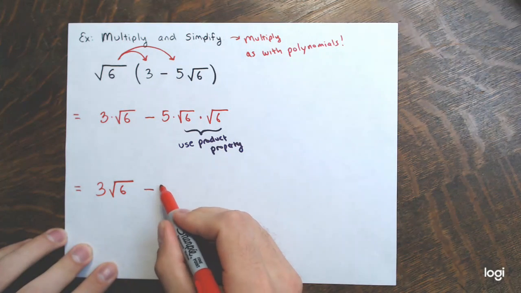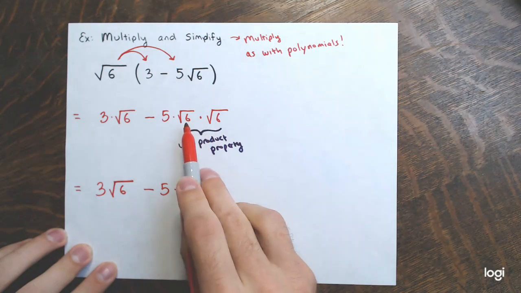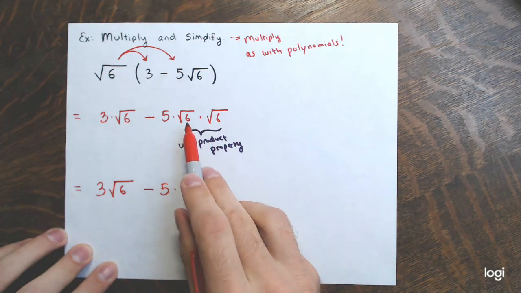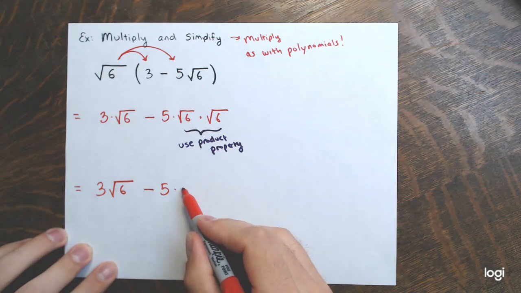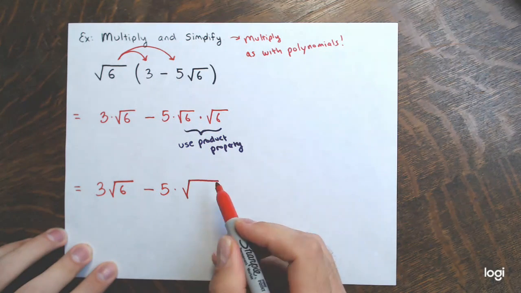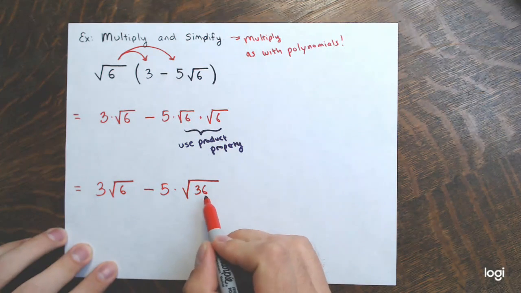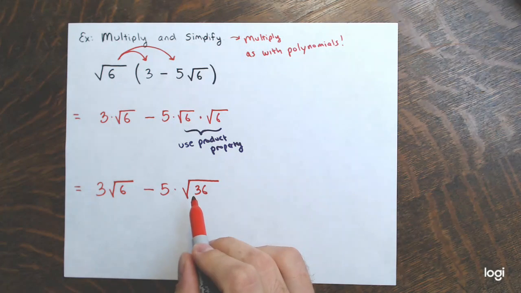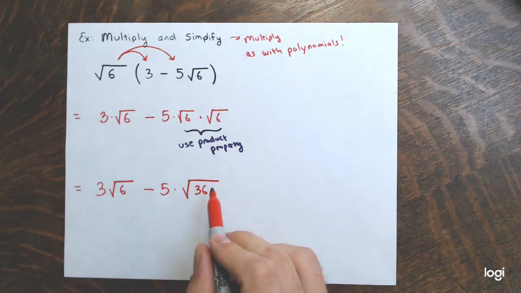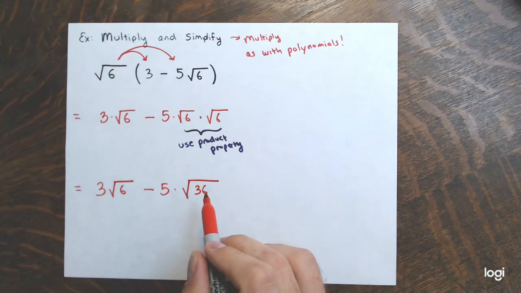Then minus, and then I have 5 times this square root of 6 times square root of 6. They're both square roots of non-negative numbers, so they're both real. I can use the product property, and that'll be the square root of 6 times 6. Or you could write 6 squared in here if you want to make it easy. But what is the square root of 36? That's just 6.